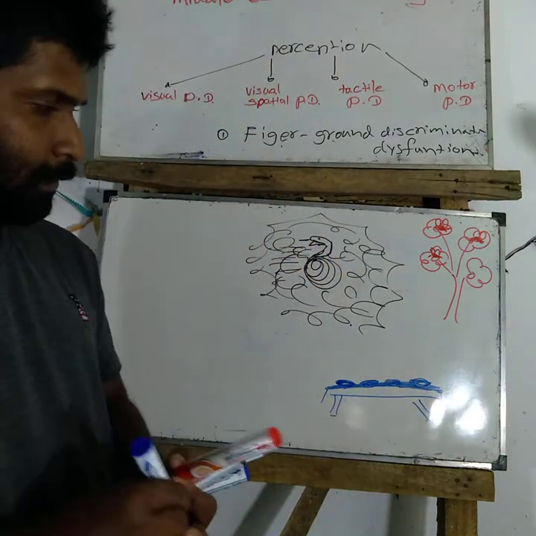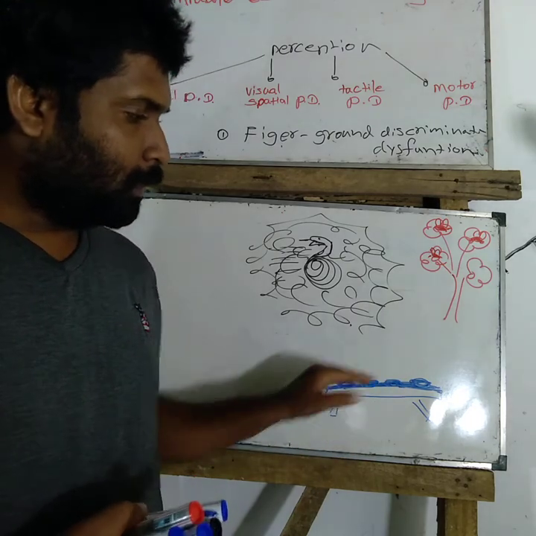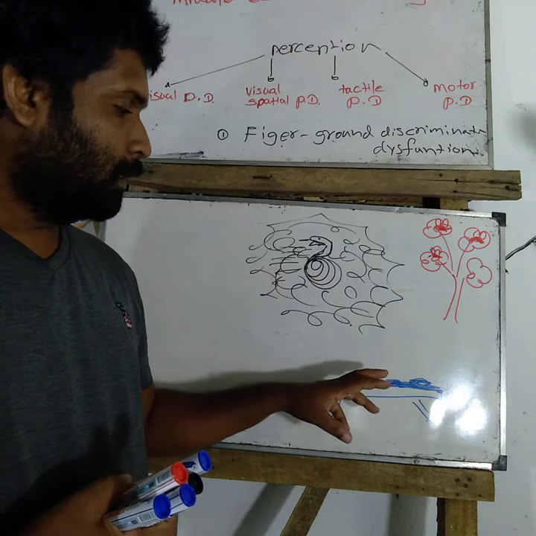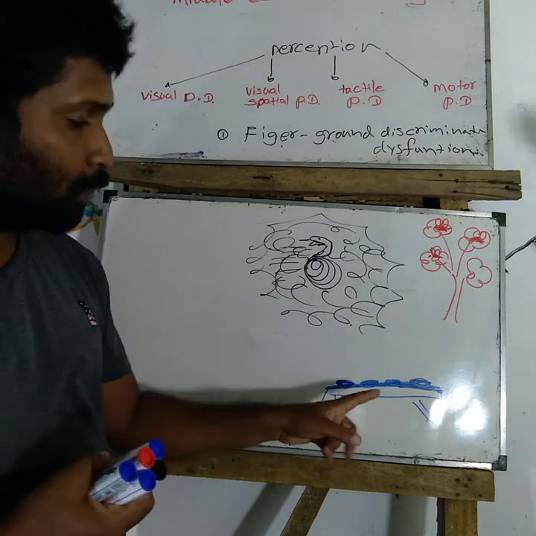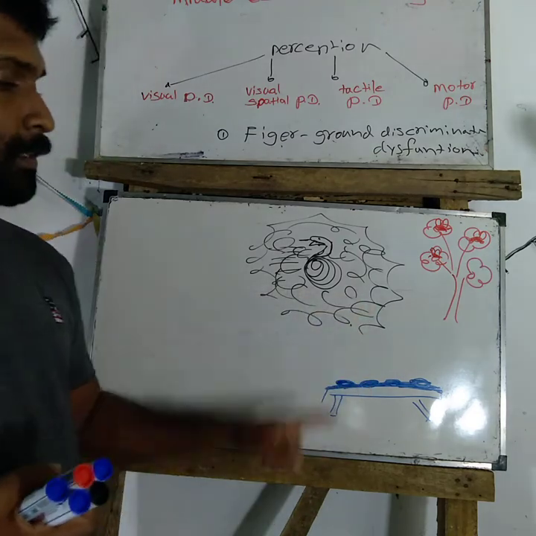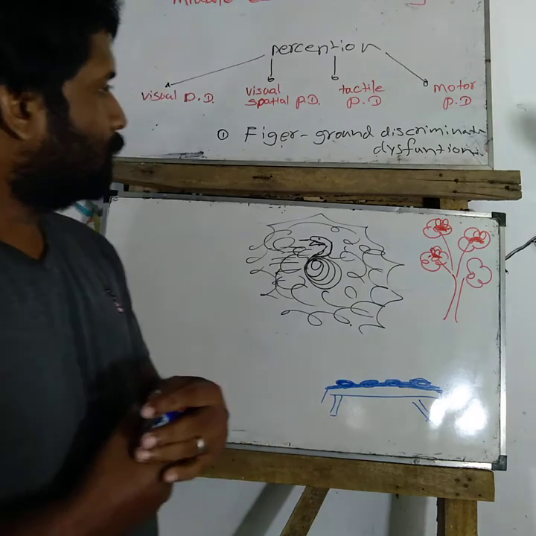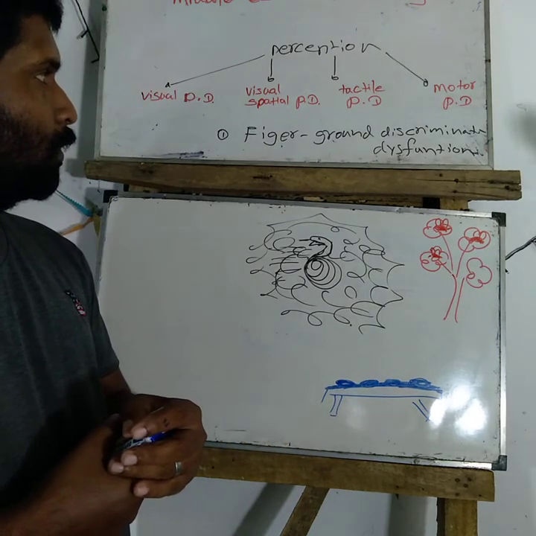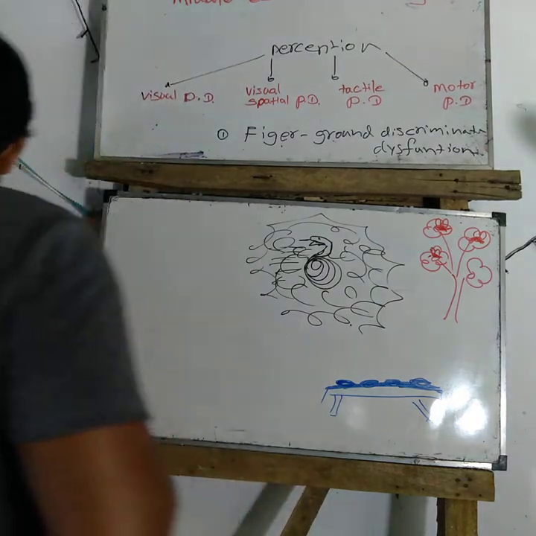Suddenly we can identify the blue color table on the blue color DVD, CD disc. That is also the figure ground discrimination problem, right? Another example we are going to discuss.